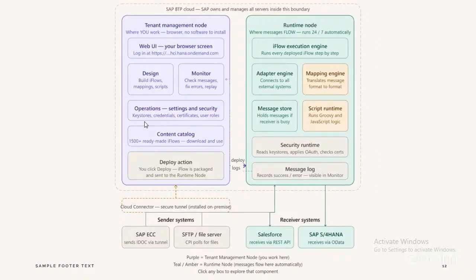The terms which I have used in this diagram you may not know, but in the upcoming sessions you will understand very clearly what I have mentioned here. What will happen in the tenant management node and what will happen in the runtime node, we will be covering in the entire session, I mean our entire CPI classes. So this is the basic architecture, I would say. You can just go through this one.